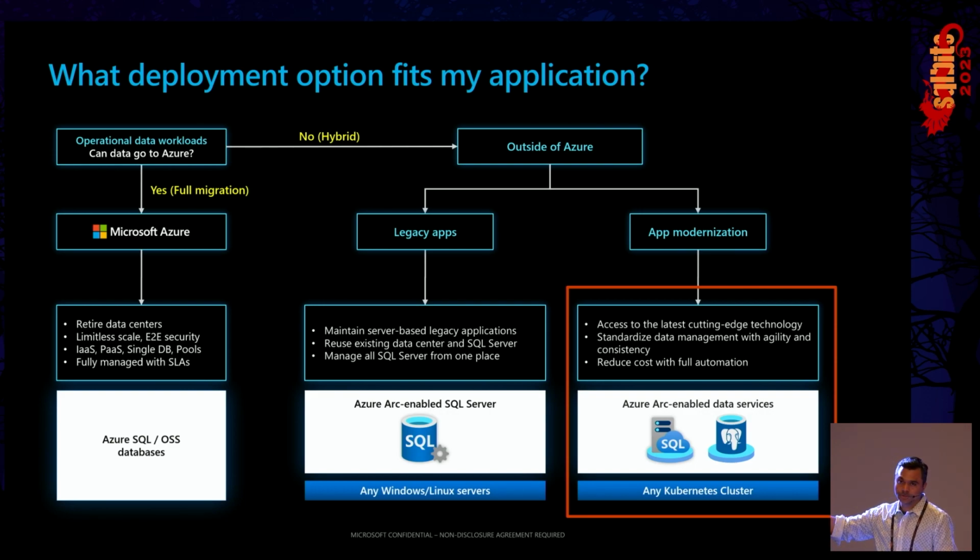If you're looking to modernize and get actual PaaS-like benefits, save costs and productivity because you get this built-in HA, DR, and that stuff, then you want to consider the Kubernetes-based solution.